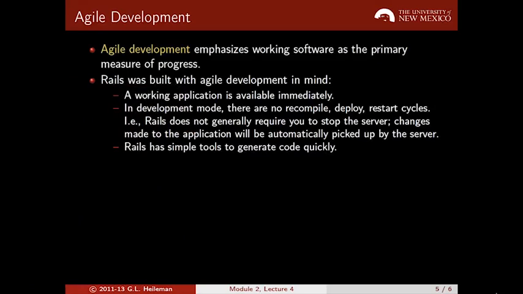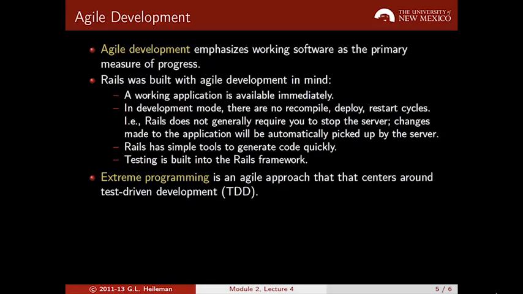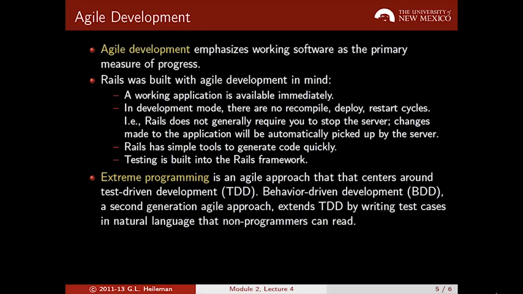Rails has a number of simple tools to generate code quickly for you, and testing is built right in. Testing is a vital part of agile development practices, and some of the more famous ones are the extreme programming approach that agile development efforts grew out of. There are two approaches that are very popular. The first is test-driven development. With test-driven development, you design your tests first, and then you build your code to satisfy those tests.